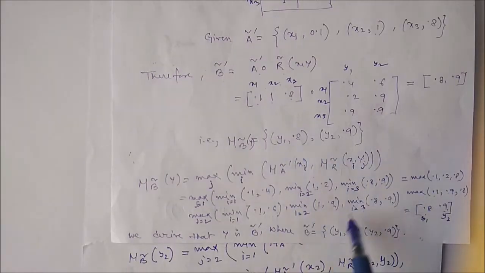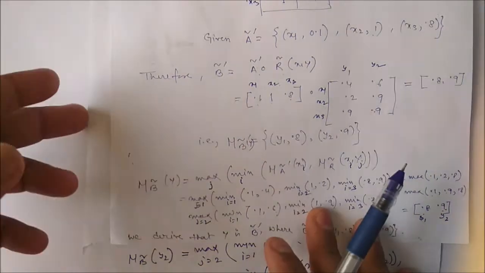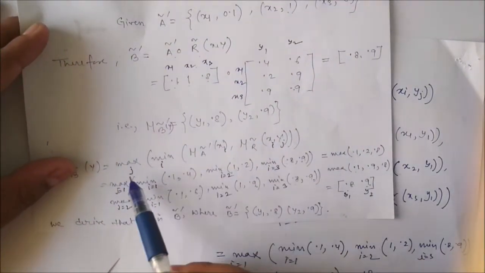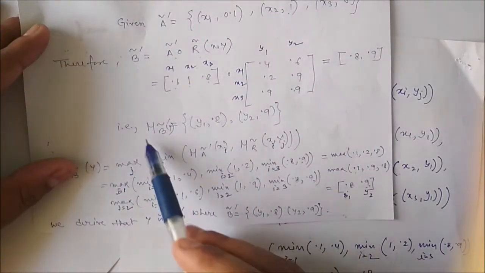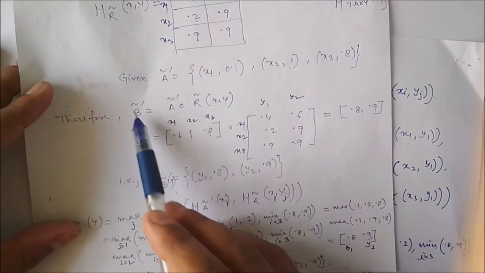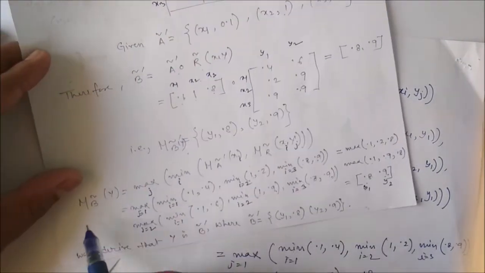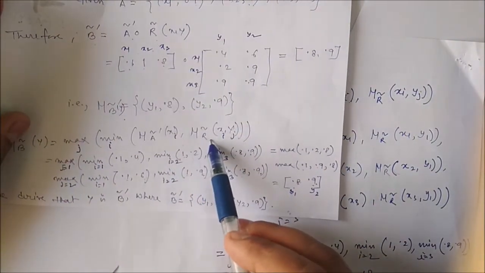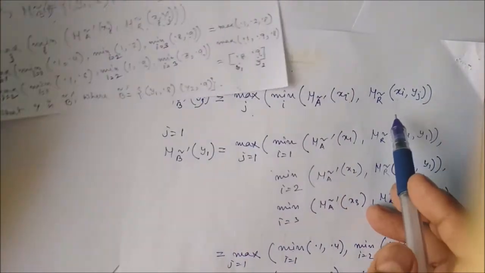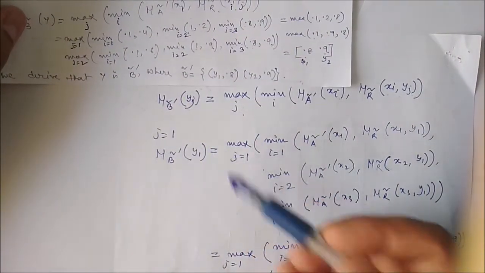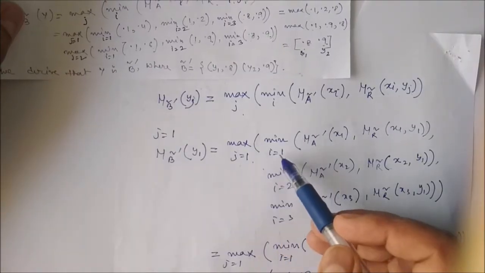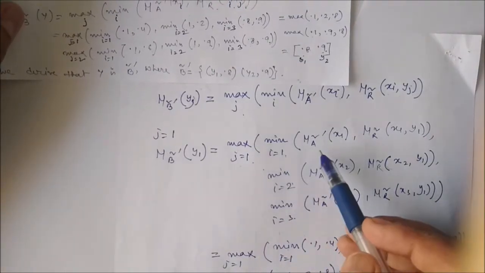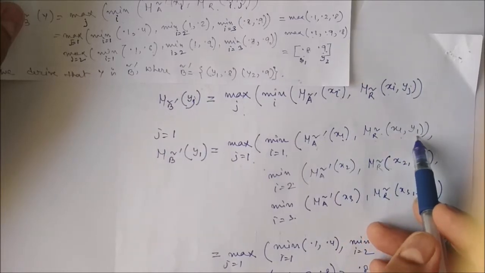Now to see this calculation once again, we can check this. See here, we have to calculate mu b dash y. So here we have to apply this: max over j, min over i, of mu a dash xi and mu r xi yj. The value of j will be 1 and 2. If j is equal to 1, i will be 1, 2 and 3. So mu a dash x1, mu r x1 y1.